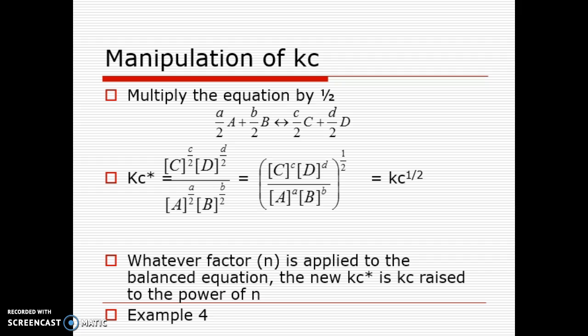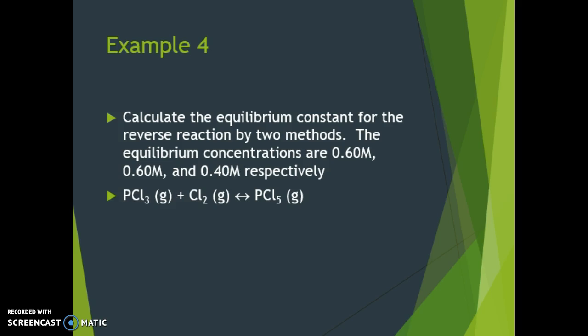This is going to be example number 4 from your in-class problem packet. In-class problem packet number 4 gives you the reverse reaction of what we've been looking at in example number 2. And it simply asks you to calculate Kc, the equilibrium constant, by 2 different methods. The equilibrium concentrations are still going to be valid here. So respectively, the PCl3 and Cl2 are still going to be at 0.60 molar, and the PCl5 will be at 0.4 molar. So let's take a look at how we could calculate this.